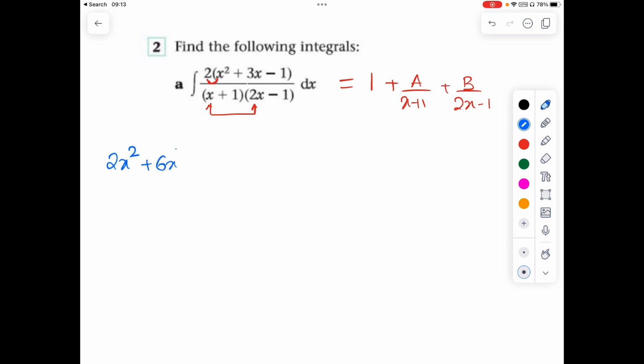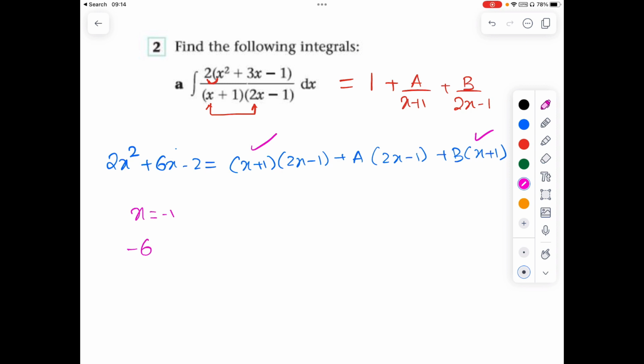So 2x square plus 6x minus 2 equals x plus 1 times 2x minus 1 plus a times 2x minus 1 plus b times x plus 1. Plug in x equals negative 1, this and this become 0. It gives me the value of a. Negative 6 equals negative 3a. A equals 2. Plug in x equals 1 upon 2. 3 upon 2 equals, these 2 become 0, 3 upon 2b. So b equals 1.